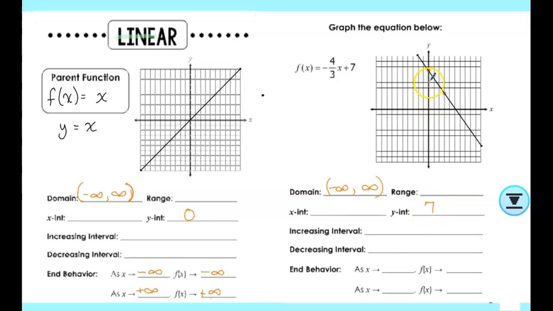1, 2, 3, 4, 5, 6, 7. And you can see that number right here in the equation. And then end behavior, again, as we go to the left, the y this time is getting bigger and bigger. It's getting more and more positive. So f of x is approaching positive infinity. And as x is approaching positive infinity, y is getting smaller and smaller. It's getting more and more negative. So these two have just switched around, and that's because of this negative here. So that just reflects it across the x-axis.